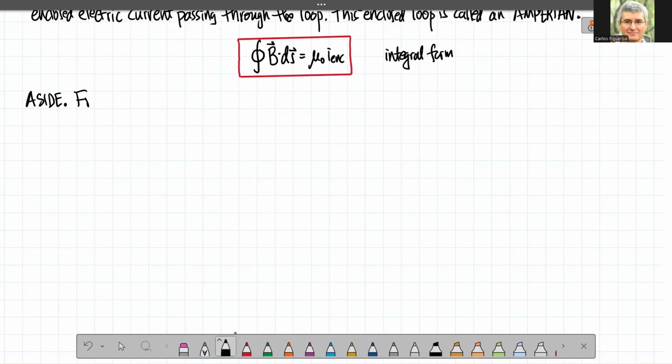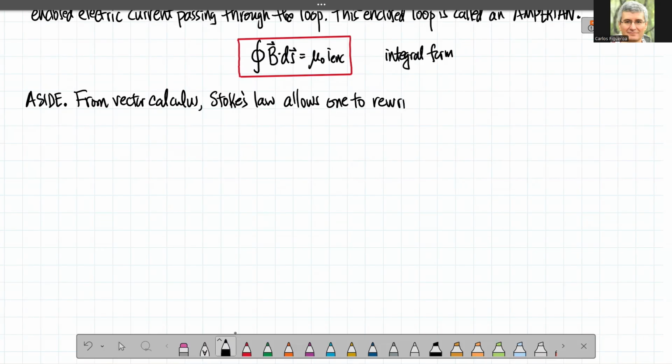From vector calculus, Stokes' law allows one to rewrite the line integral into a surface integral.